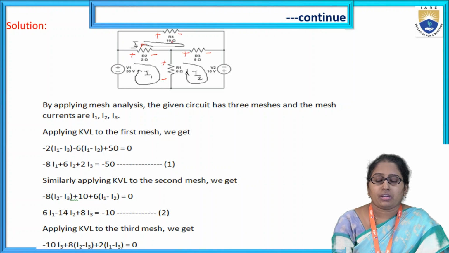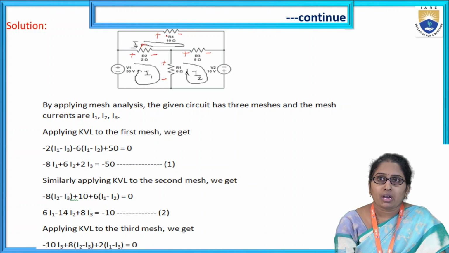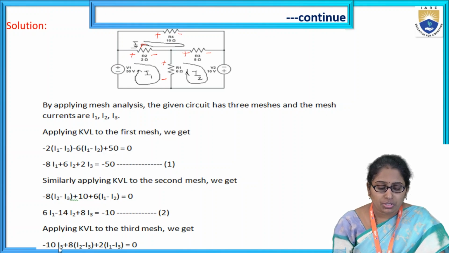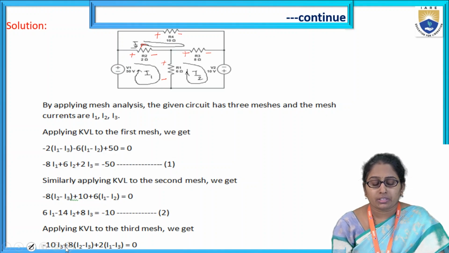Okay, next coming to the next mesh, the third mesh. In the third mesh, we start from here with the mesh current. So what is the first element? R4. The I3 current direction is the same as the voltage drop direction. So the first voltage drop is given by minus 10 I3.